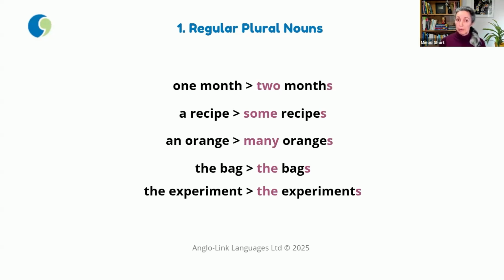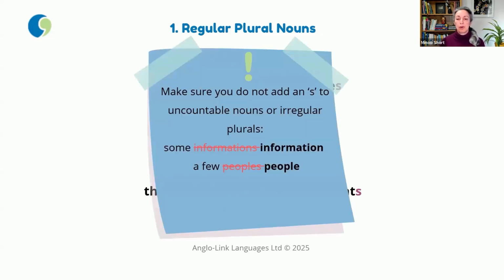Now, there are a few important notes to share with you on this point. The first one is that you must make sure that you do not add an S to uncountable nouns or irregular plurals. For example, the word information in English is an uncountable noun and we cannot make it plural. We cannot put an S on it. So avoid saying things like some informations. It's always some information, singular.